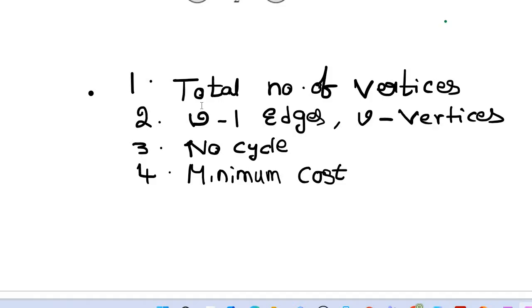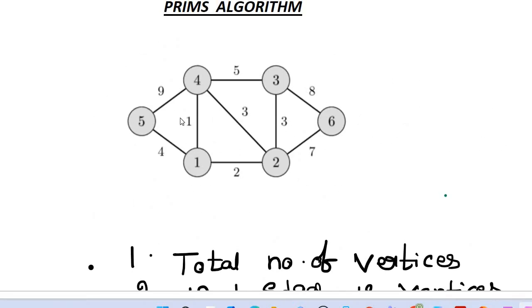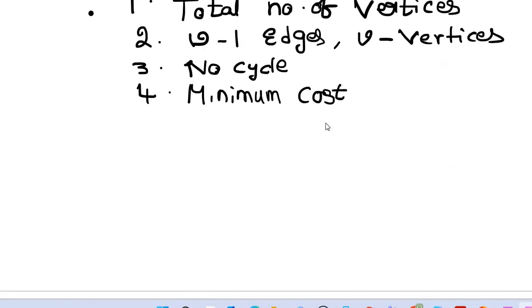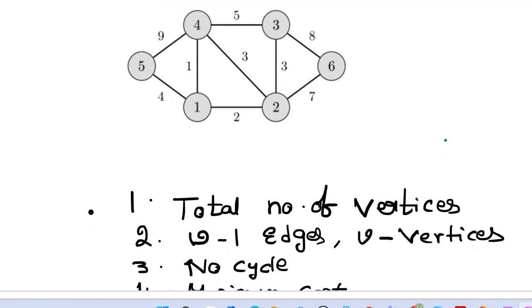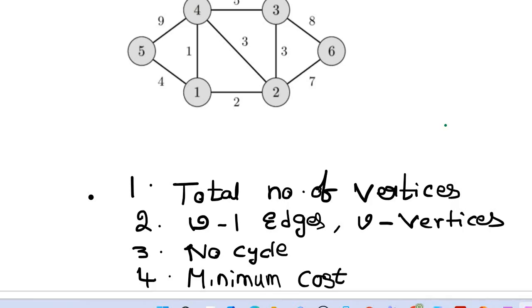The first property is total number of vertices. The total number of vertices are nothing but here initially we have 6 vertices in this graph. And finally, after constructing minimum spanning tree, there should be total of 6 vertices. This is the first property. Second property is total number of edges are equal to v minus 1, where v is nothing but the total number of vertices present in the graph.